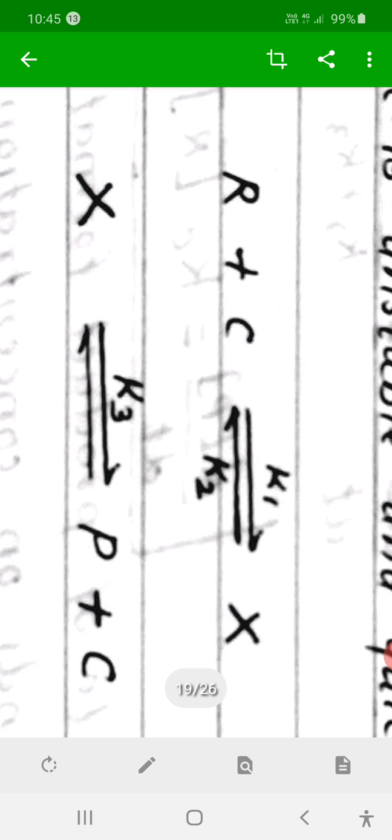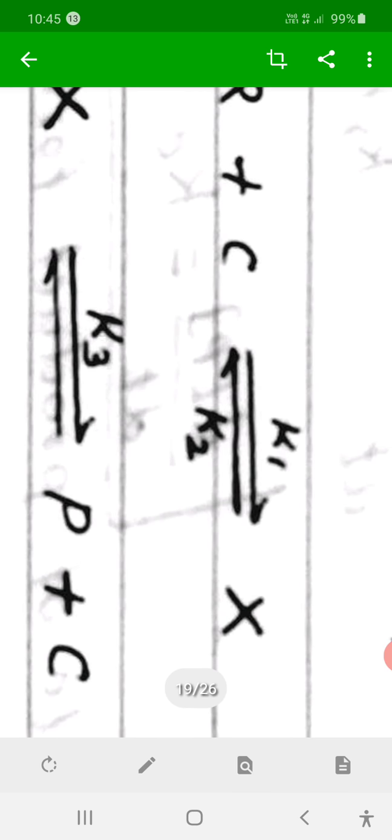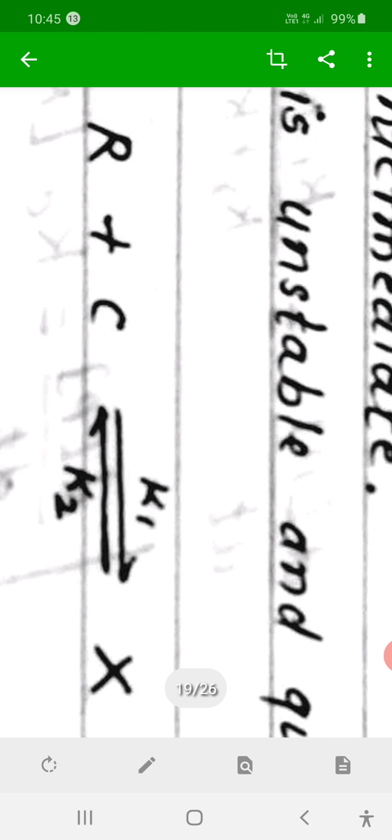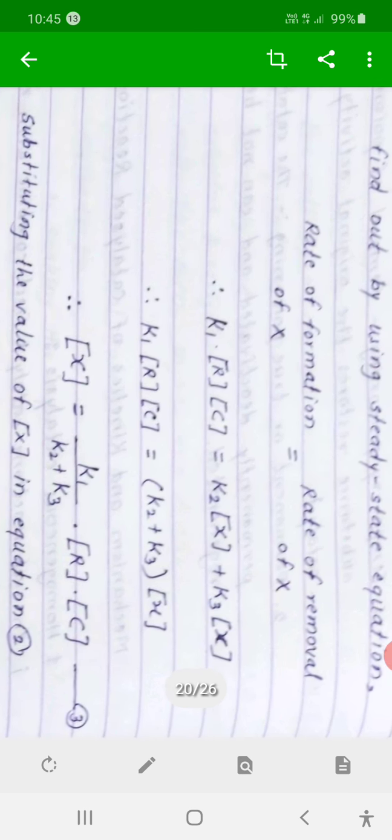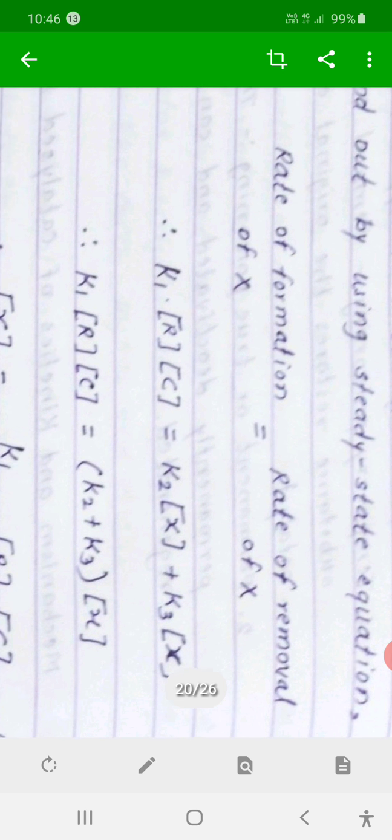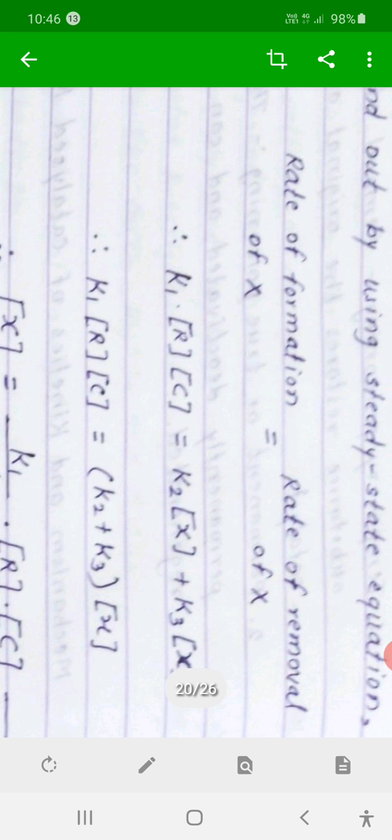That decomposes in two ways. That is the second step, where X is converted into product P plus C, and that may again be converted back to R plus C. Therefore, we can write the rate of formation of X is equal to the rate of removal or degradation of X. Formation is one way only, that is K1 into concentration of R into concentration of C.